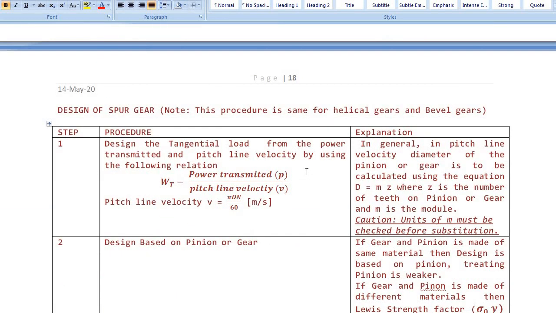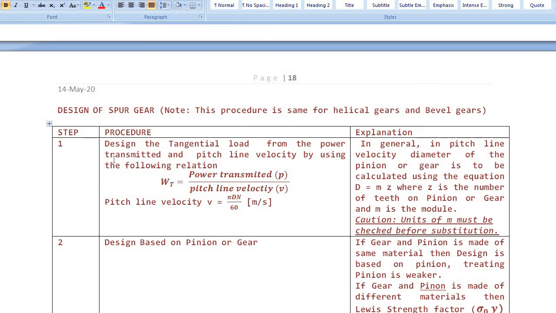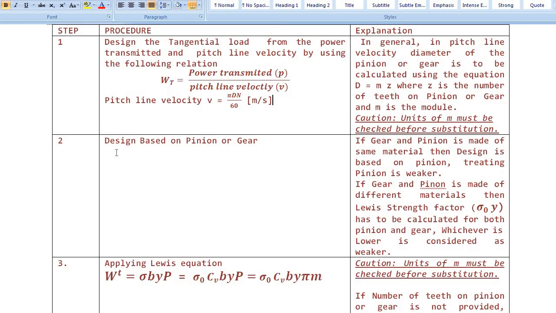So coming to the design procedure I have made for you from the examination point of view. The procedure is the same for spur gears and helical gears. Only 4 steps are to be followed. The first step is determination of tangential load using the power equation. Here you will get the equation for Wt in terms of module itself. The second step is design based on pinion or gear.